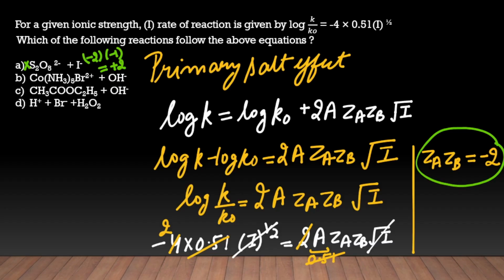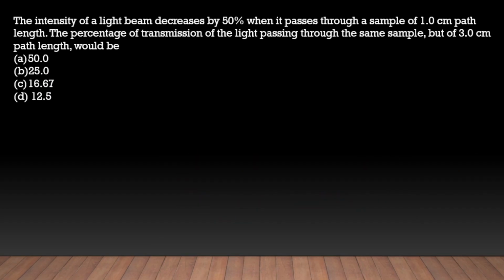Next is Cu(NH3)5Br 2 positive, so plus 2 charge, and OH negative. So plus 2 and minus 1, it is going to give us minus 2. So that means this will be the correct answer, in which we will be getting the product as minus 2. Okay, so I hope this is clear. Now moving on to our next question, that is this one.